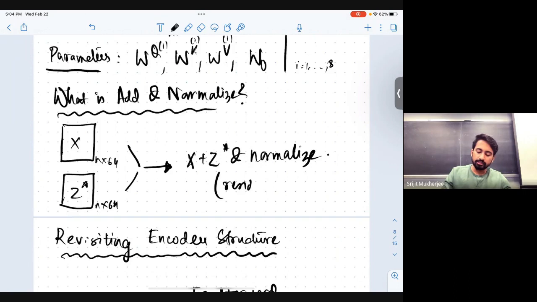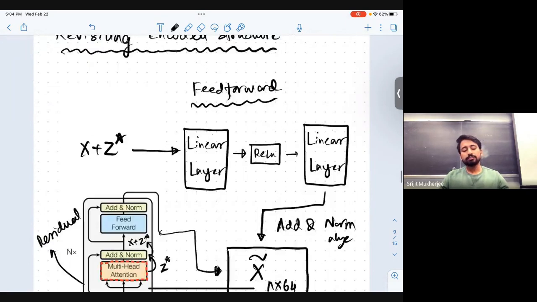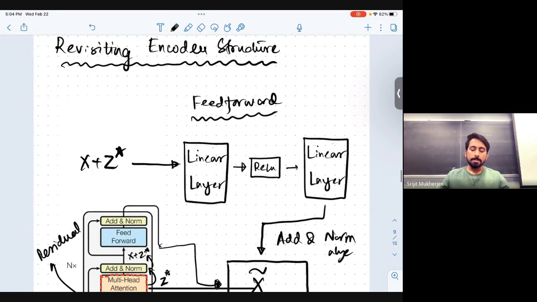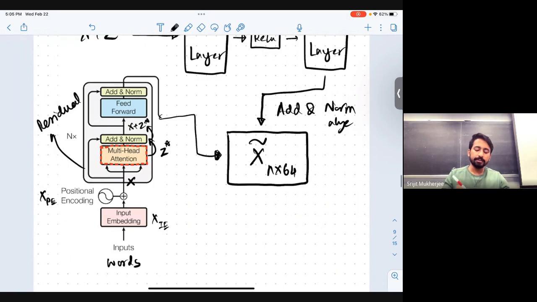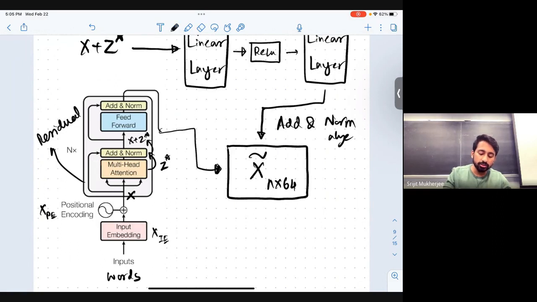That's why it's regaining unlearned features. And then, okay, let's finally revisit the encoder structure. As you can see, we have the x input embedding and positional encoding, which gives in x, and then z star comes in, and then we have the residual structure, x plus z star.